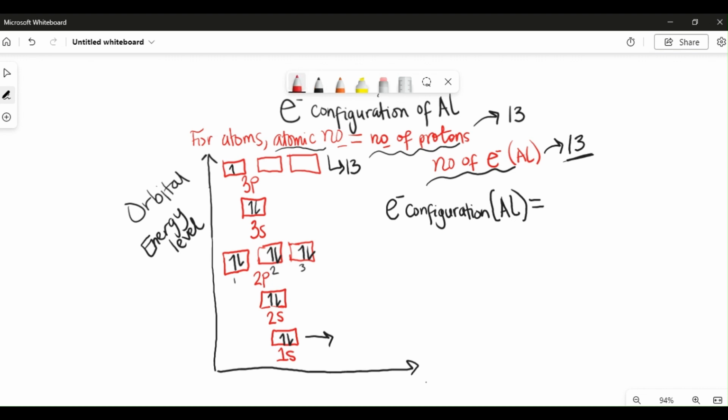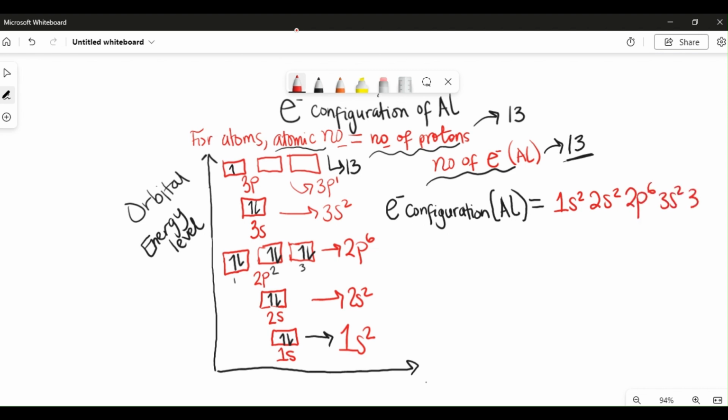So now we're going to write this down. We see that we have 1s2, we've got 2s2, we've got 2p6, because we have 3 suborbitals in the main p orbital. We've got 3s2, and then you have 3p1. So that is it. The electron configuration for aluminum is going to be 1s2, 2s2, 2p6, 3s2, and then 3p1. And this is the answer.